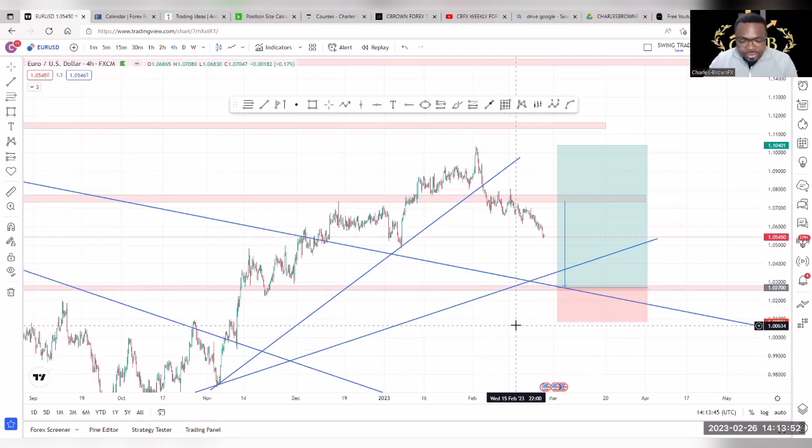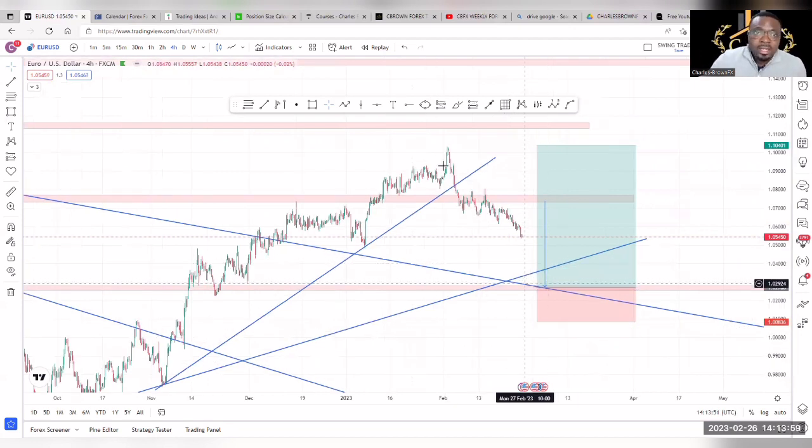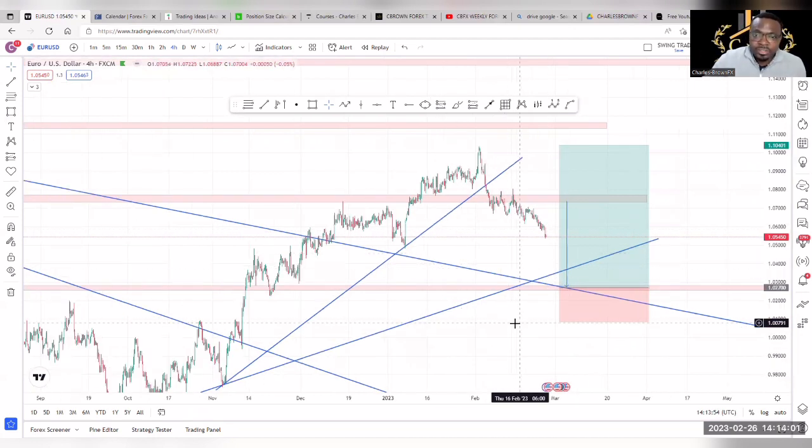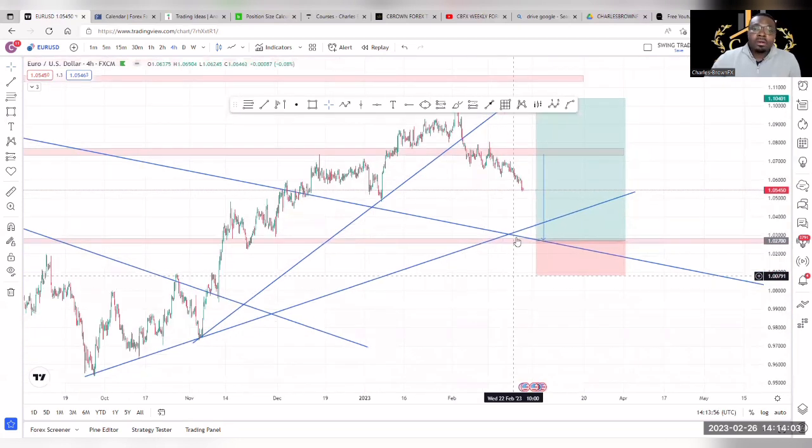You need to pay attention to those key areas, which is very, very important. Pay attention to these key areas that I just highlighted, so you'll be able to trade it effectively. So EU still selling until we have a confirmation at 1.0300.